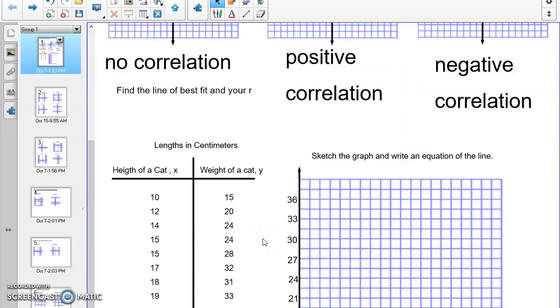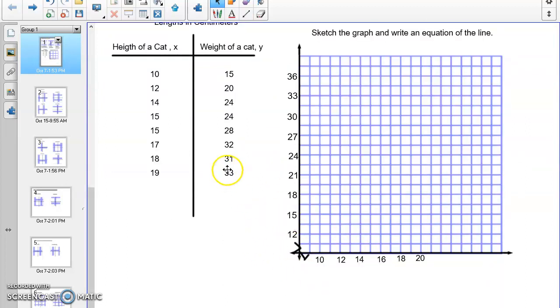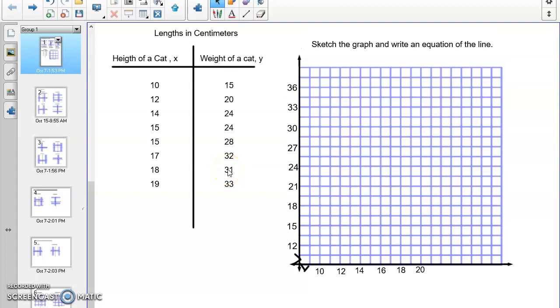Okay. Now, you'll get something like this on the test as well, where I'm going to have you sketch the graph, but you're also going to find the equation of the line through Desmos. So our first step here is just to graph the points. Okay, so 10, 15 is right about here. And then 12, 20 would be about here.